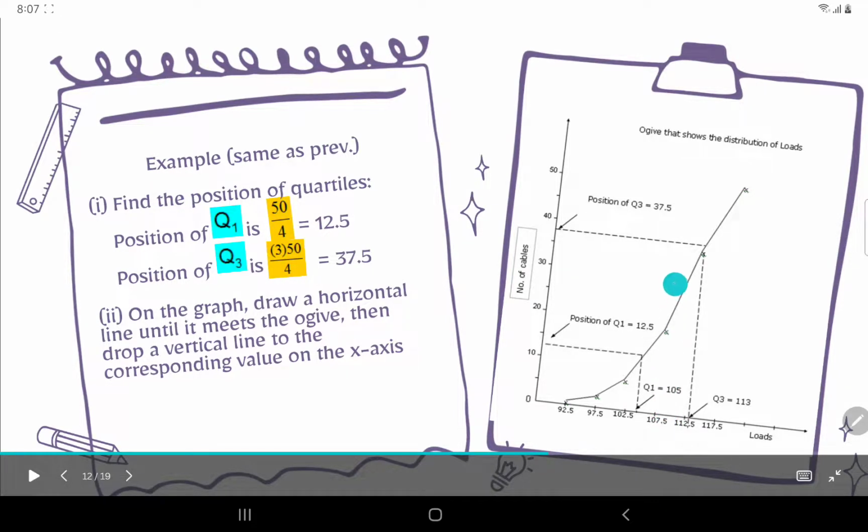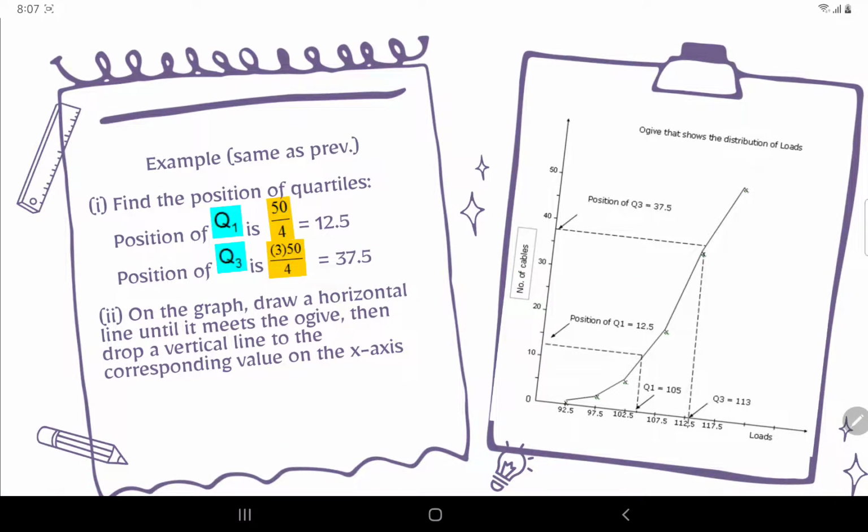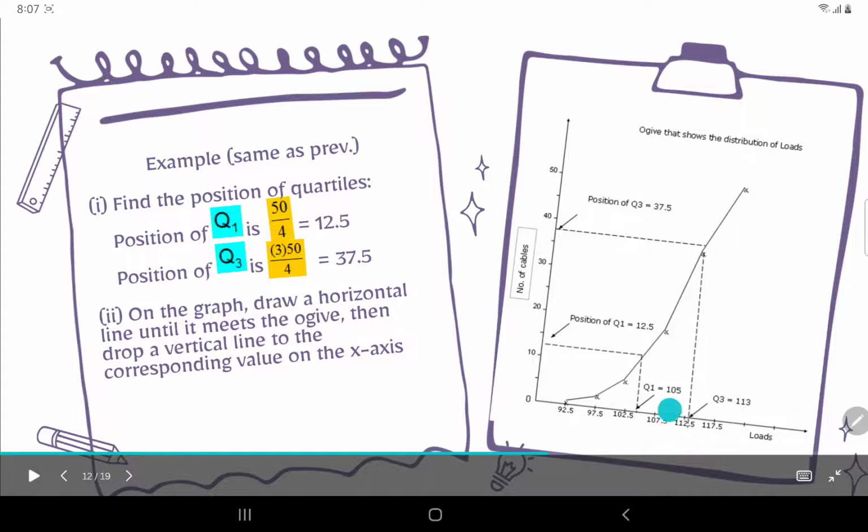Okay, so itu adalah syllabus yang minggu lepas lah yang saya kata nak cari median boleh guna OGIF. Okay, which is median is equal to Q2. So we need to find the location of Q2 lah dekat dalam OGIF ni. Okay.